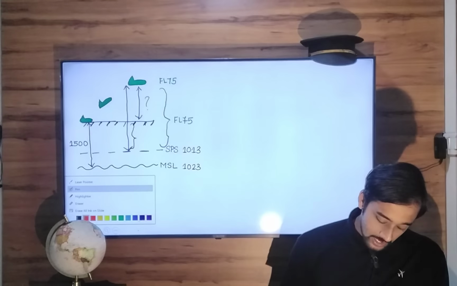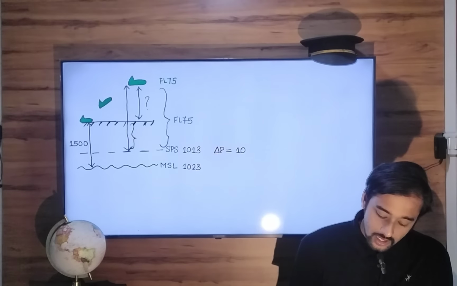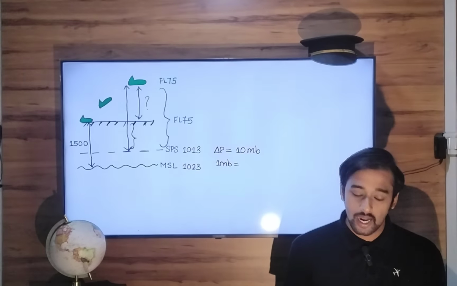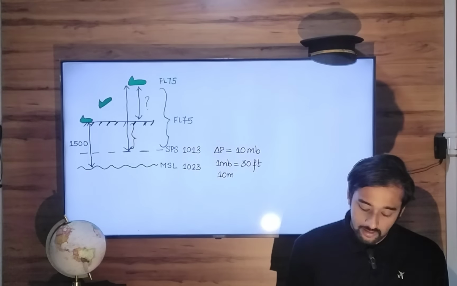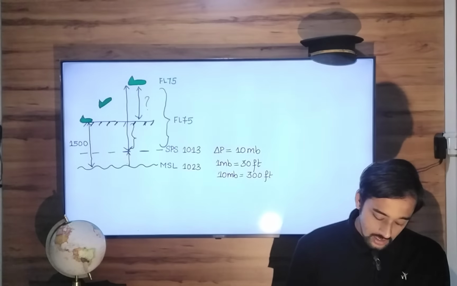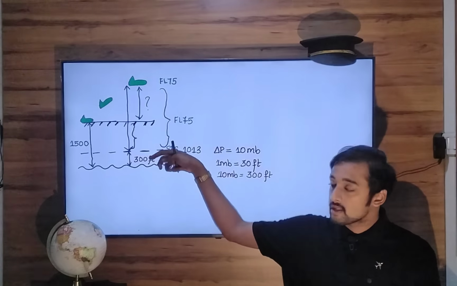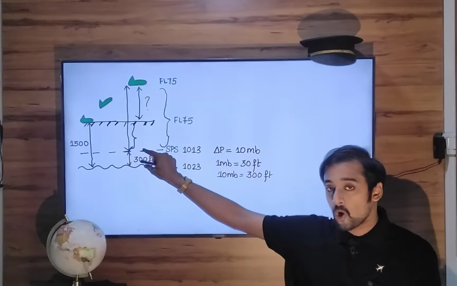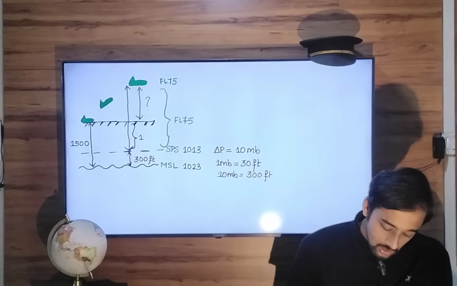So now I am writing here, the difference in these two pressure levels is 10 millibars. Now 1 millibar always produces a height difference of approximately 30 feet. So 10 millibars will be equivalent to 300 feet. Now the entire thing is 1500. Out of that 1500, this small portion is 300. So the remaining portion will be 1200.